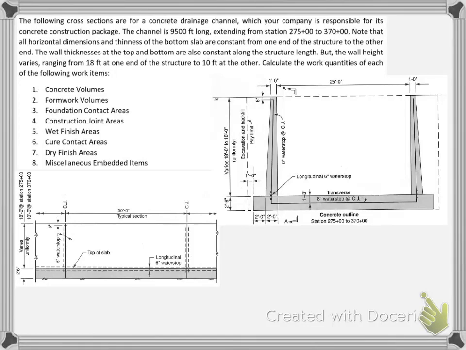In this exercise video, we'll walk through the quantity takeoff calculations for the different work scopes involved in constructing a concrete drainage channel. Heads up here, this is a long exercise. The channel is 9,500 feet long and its depth changes from 18 feet at one end to 10 feet at the other end. The channel is constructed in segments of 50 feet each.